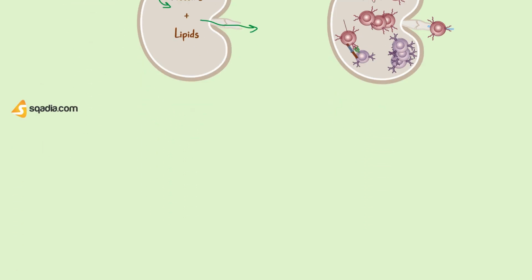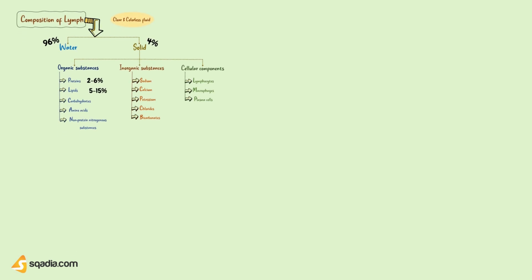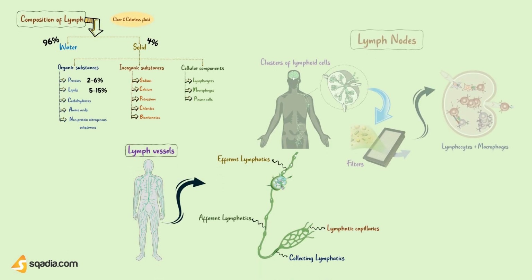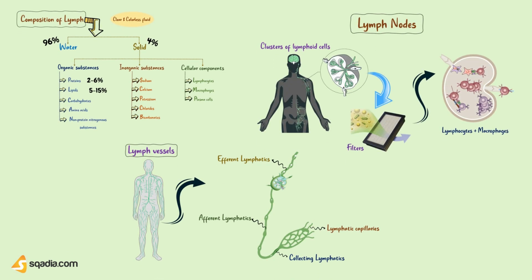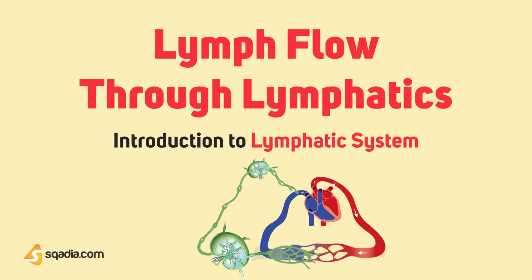Till now we have discussed lymph, lymphatic vessels, and lymph nodes. After that, we will learn about the physiology of the lymphatic system, where we will learn about the lymph flow inside the lymphatic vessels.